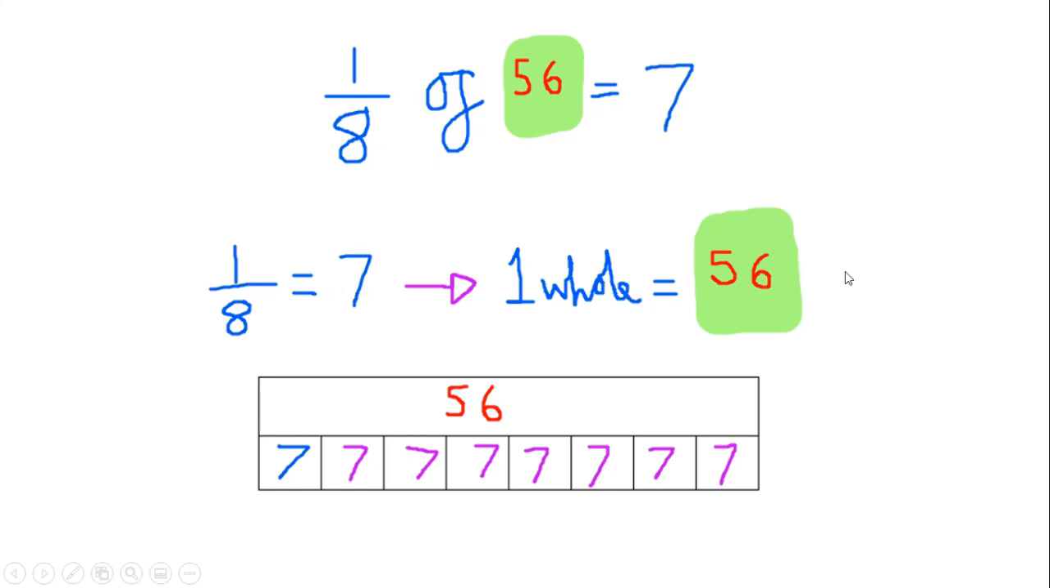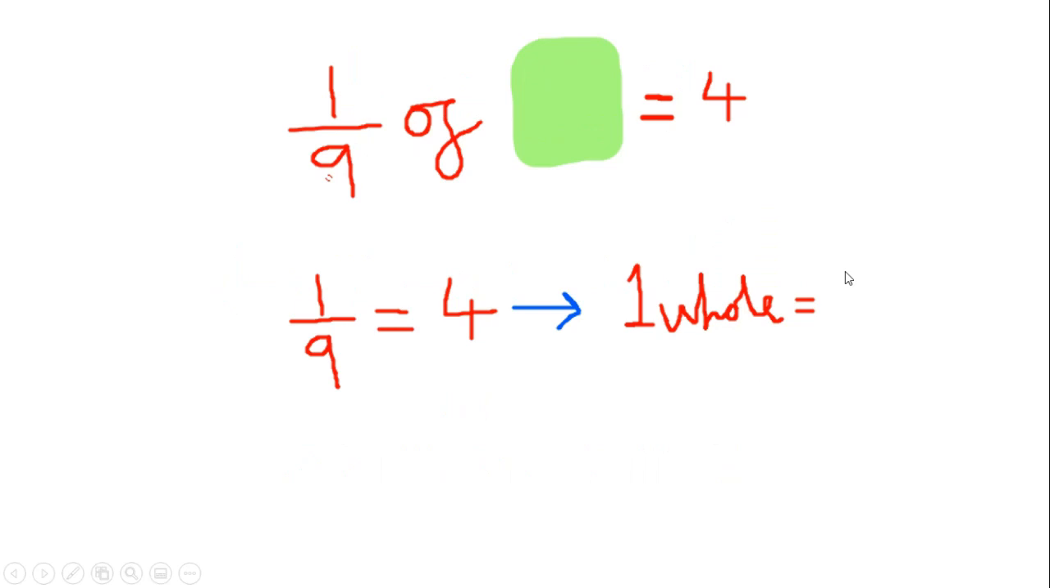Okay, let's try another one. I've got both versions here, both ways of thinking about it. See if you can get this one. 1/9 of something equals 4. If 1/9 is equal to 4, what is the whole worth?